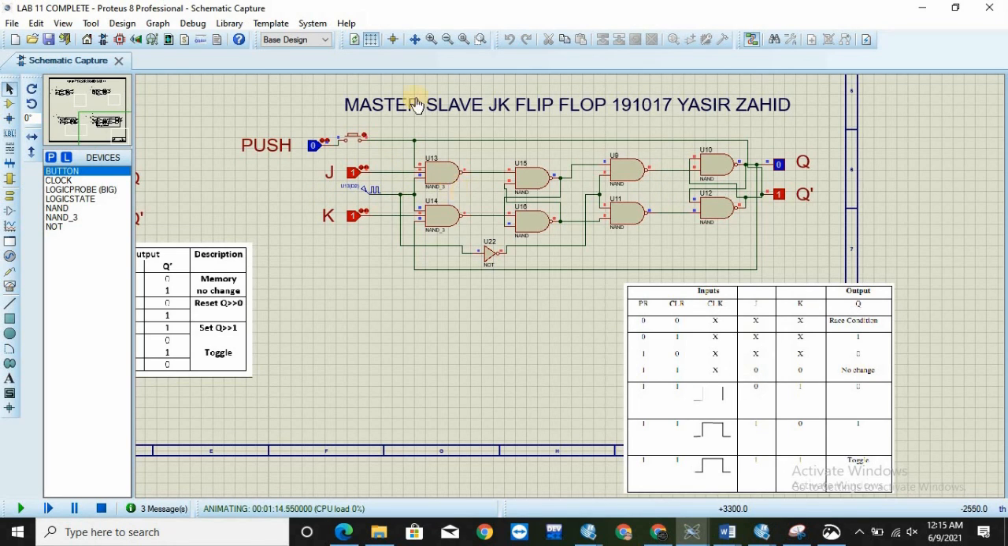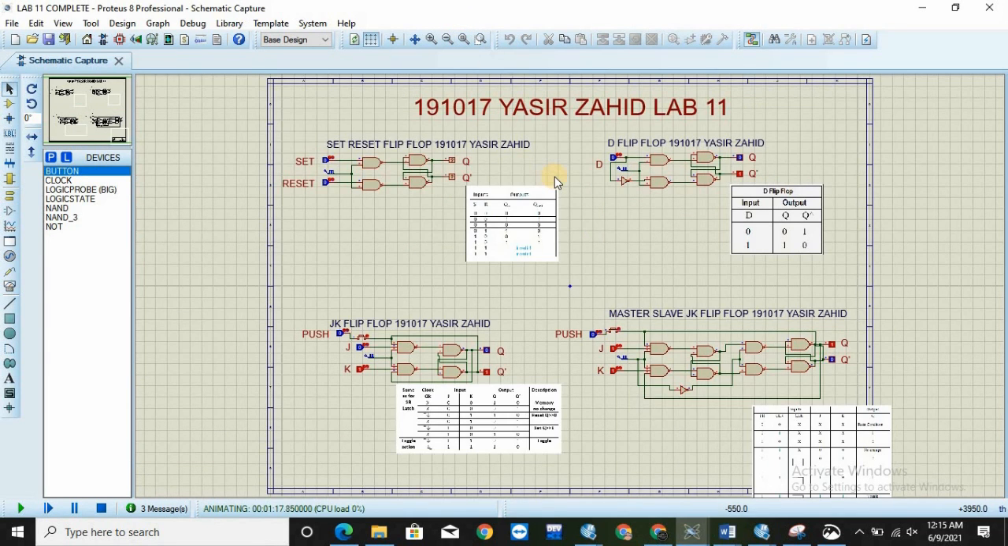So this is all for these 4 flip-flops, and our lab ends here.